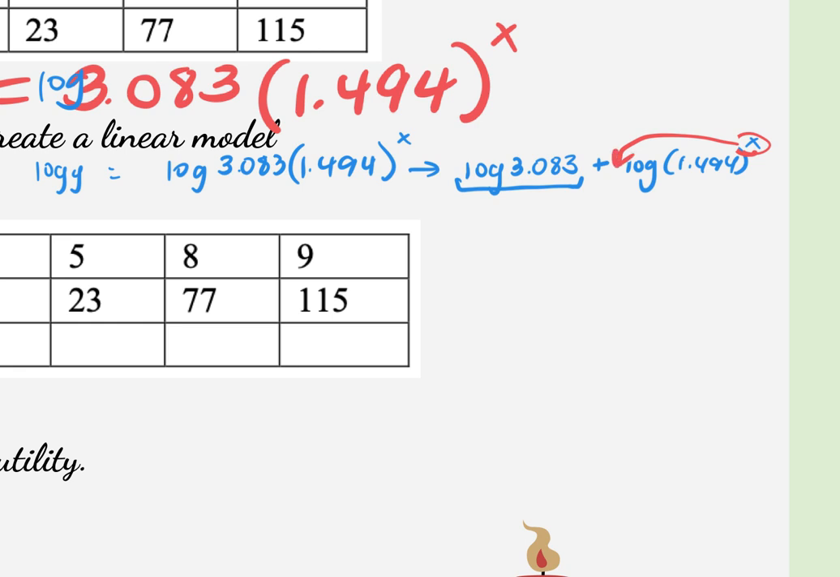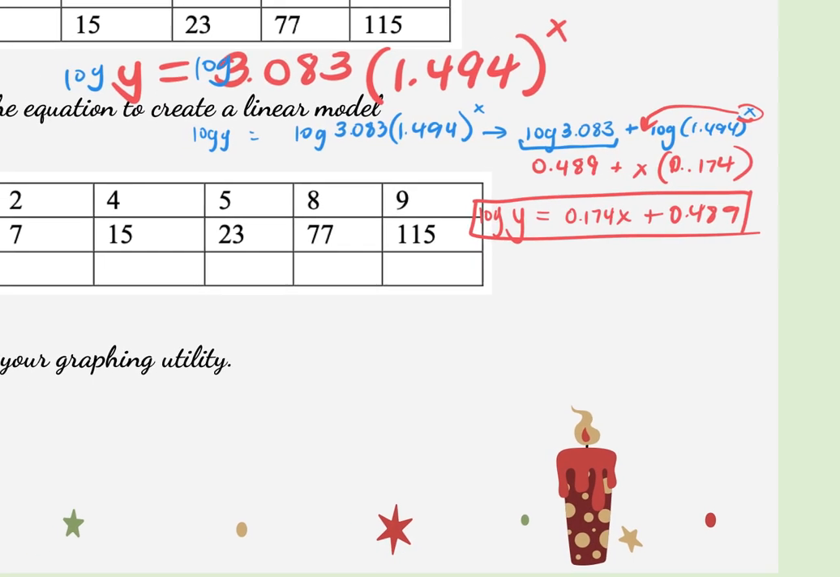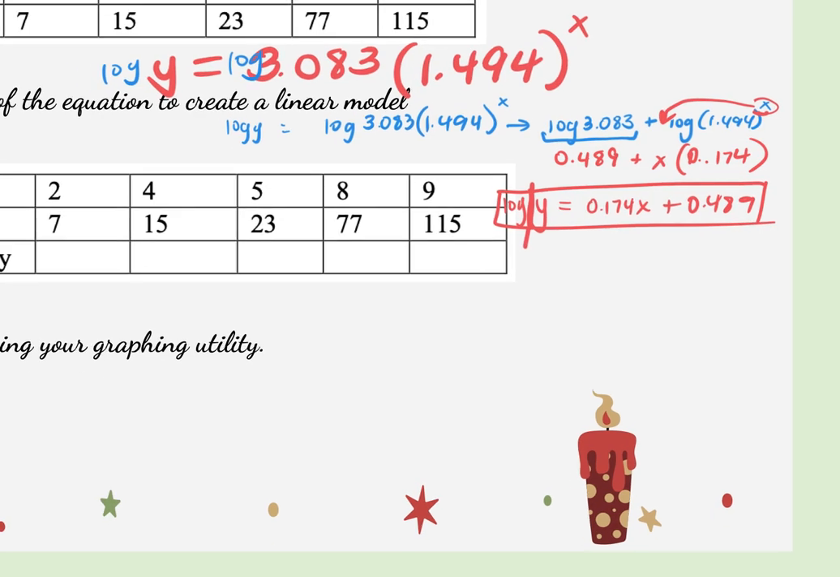So then log of 3.083 is 0.488, so 0.49, plus x times log of 1.494, which is 0.174. So if I actually wrote this in linear form, it would be like mx plus b, it would be 0.174x plus 0.489. So this part of it is the linear part, but that's the method we took.